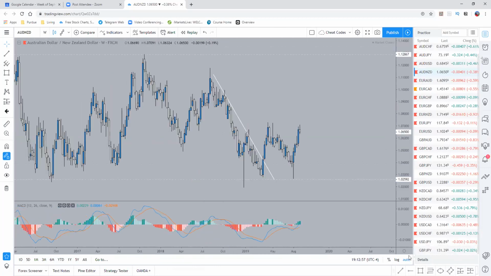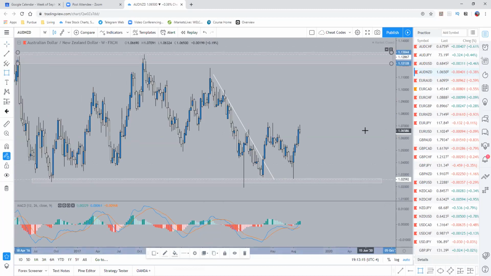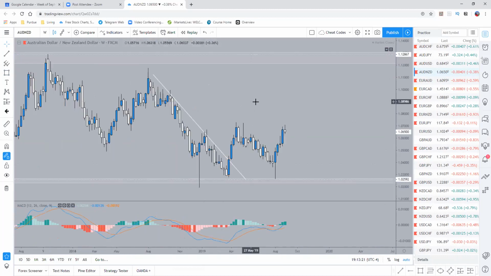Okay. And for those that don't know, every single line I draw on the chart is a zone. It is not just an exact line on the chart, it's a zone. So I'm not expecting price to actually touch the line. I'm expecting it to come at least near that area. Even my trend lines are not exact lines.